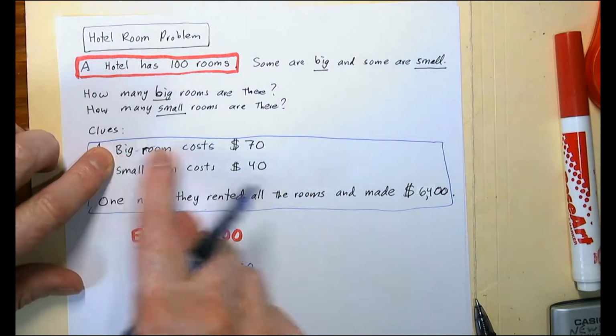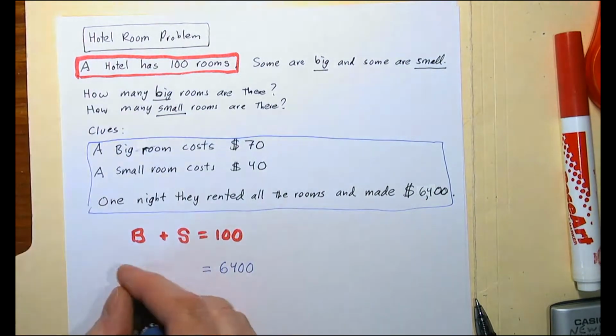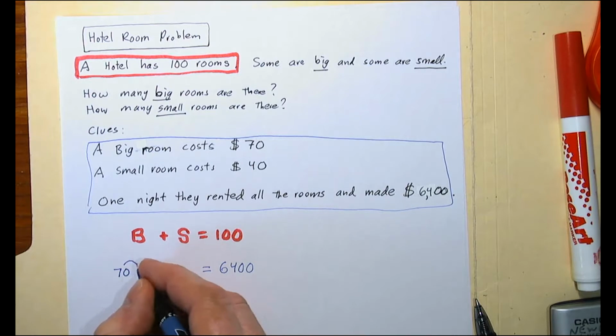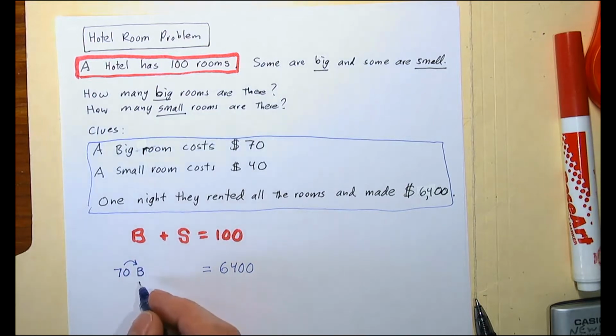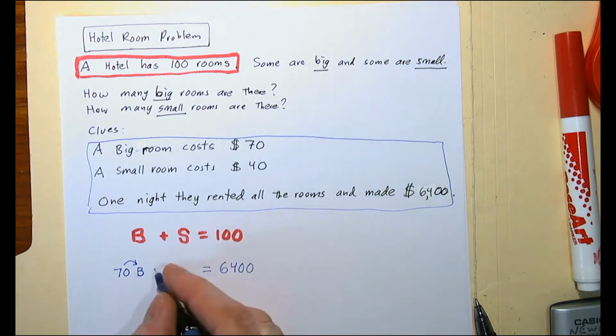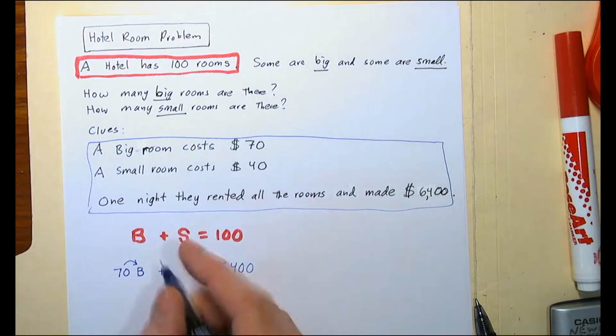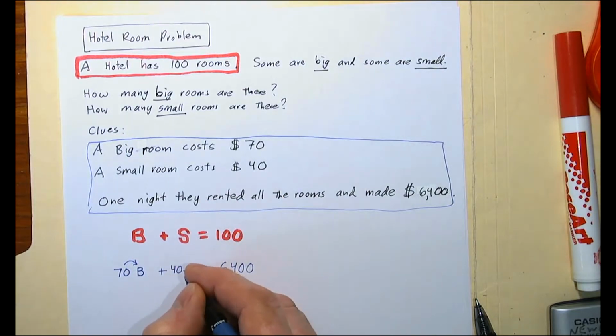Every time they rented a big room, they got $70. So I'm gonna go like this. This is the money one, $70 times the amount of big rooms. In other words, 70 times every room. Is it one room? That's not enough. Is it 70 times 2 rooms? That's not enough. Plus, they got $40 for every small room. So they got $40 times every small room. Make sure it looks like an S, not a 5.